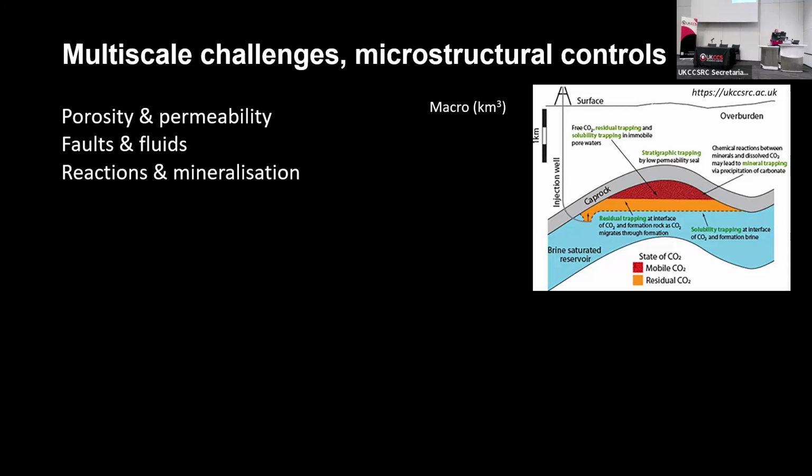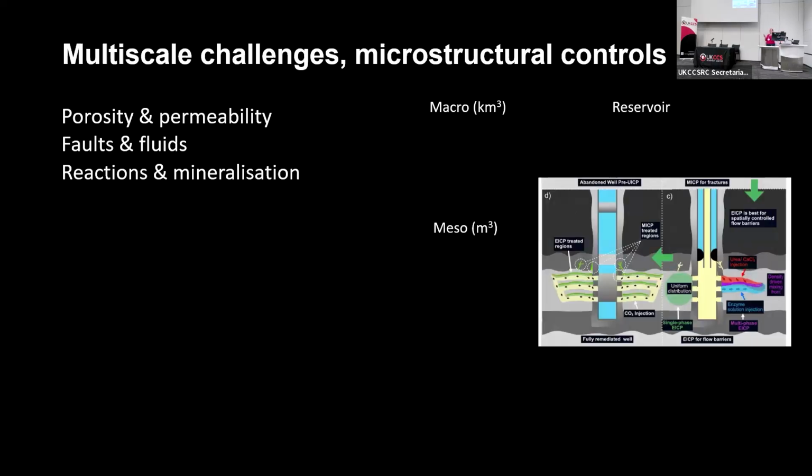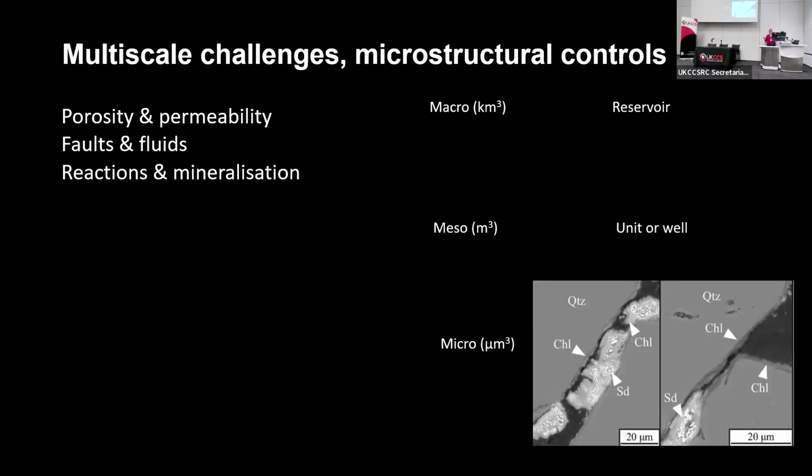This is lifted straight off the UKCCSRC website. We look at the core scale, at the meter scale, the unit scale, what's happening around a well on that kind of initial injection scale. This is a picture from one of my PhD students' theses about to be submitted. So, on the unit scale, how do we simulate that? How do we understand what's going on at those kinds of scales, on the scale of a fracture, on the scale of an injection point, what happens around that point?